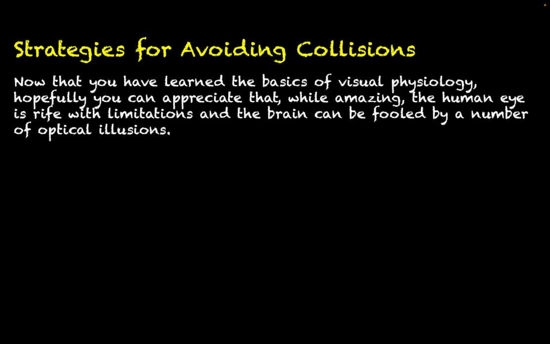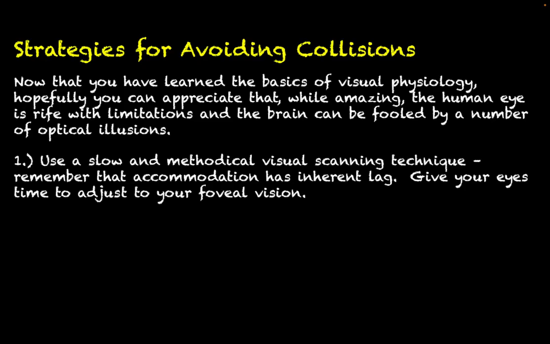And then one of the last things we're going to talk about here are some strategies for overcoming night vision deficits, which we'll get to in just a second. And then for now, avoiding mid-air collisions. So now that you've learned the basics of visual physiology, hopefully you can appreciate that while the human eye and the human visual system is obviously very amazing, the eyeball is rife with all sorts of limitations and can be very easily tricked and fooled by a number of optical illusions, your brain too. So here are some strategies for overcoming this.